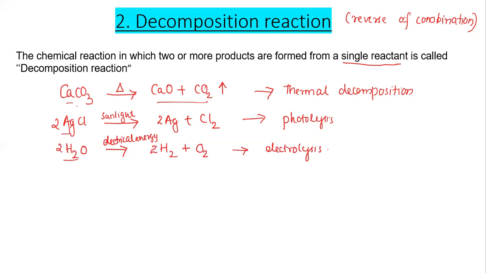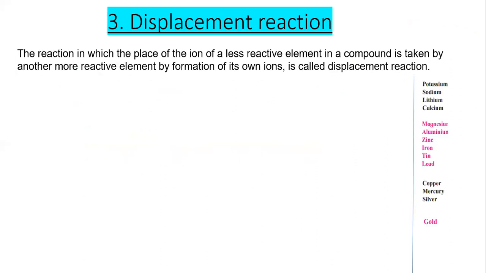Let us discuss the next reaction. Next one is displacement reaction. Displacement, that means place is changed. So in this reaction, the place of ion of a less reactive element in a compound is taken by another more reactive element, or we can say that a more reactive element will displace a less reactive element. Such type of reactions are called displacement reaction.